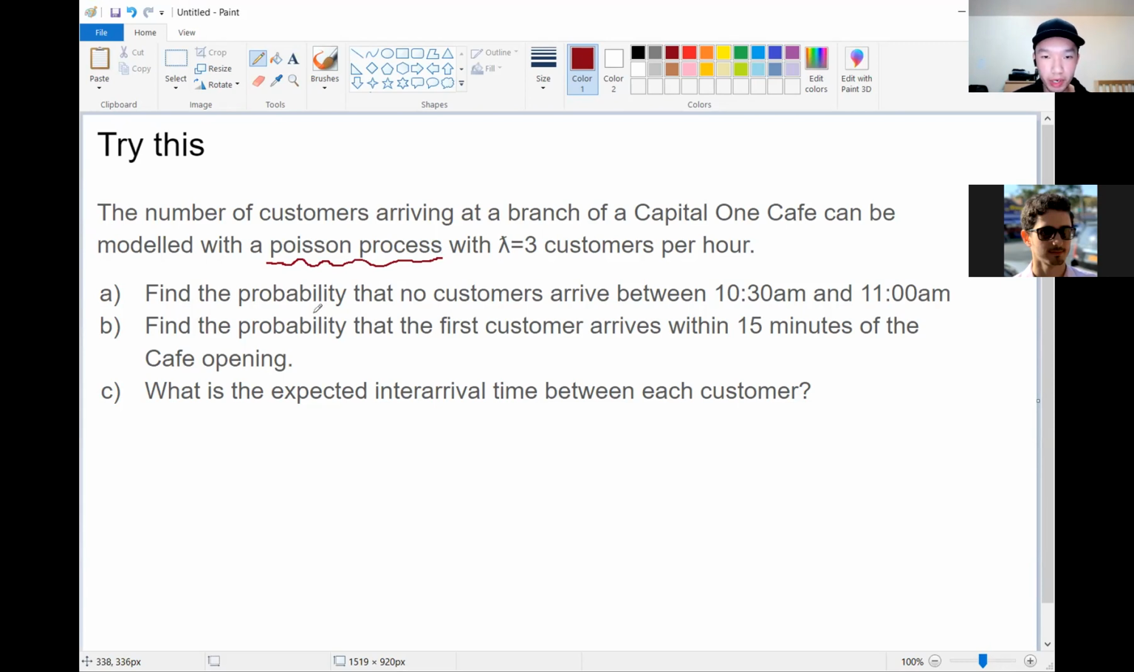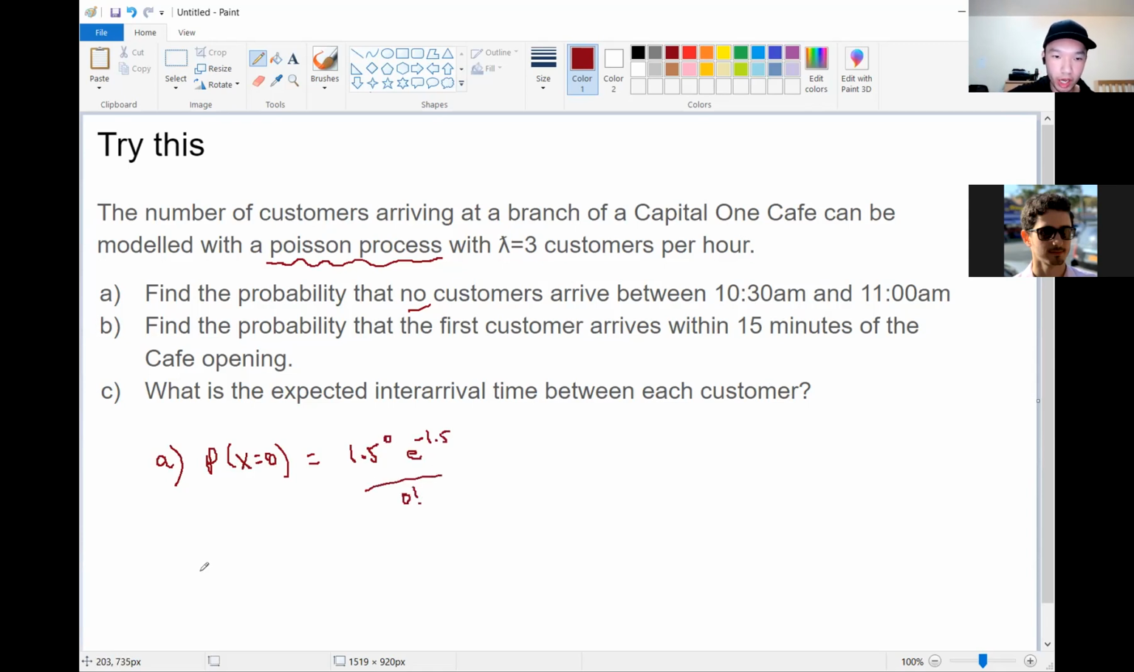Part A should be Poisson because this is the number of customers, no customers. So part A is the probability that X equals 0, if we say X is the number of customers. What is our lambda? The one they gave us is 3 customers per hour. This is only half an hour, so it'll be 1.5. So 1.5 to the 0 power, e to the negative 1.5, over 0 factorial.